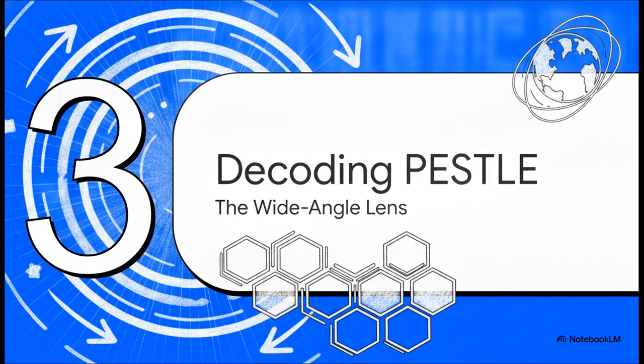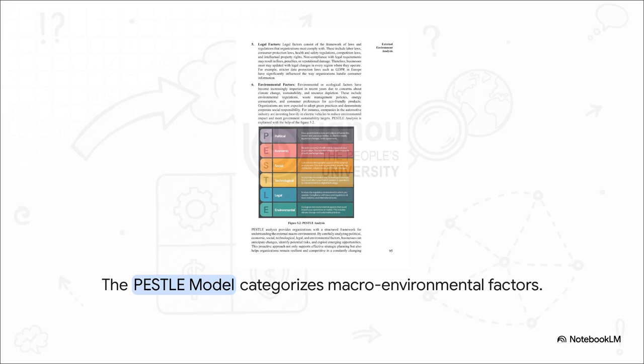Okay, let's put a framework to that broad scanning phase we just talked about. Welcome to Section 3, Decoding PESTLE Analysis. This is our wide-angle lens for the macro environment. Now, what's really interesting about this slide is how the PESTLE model takes an incredibly chaotic macro environment and just neatly organizes it into 6 manageable buckets.